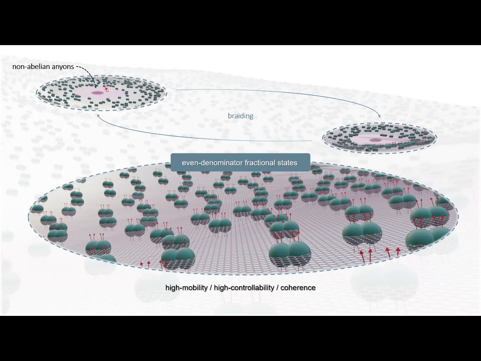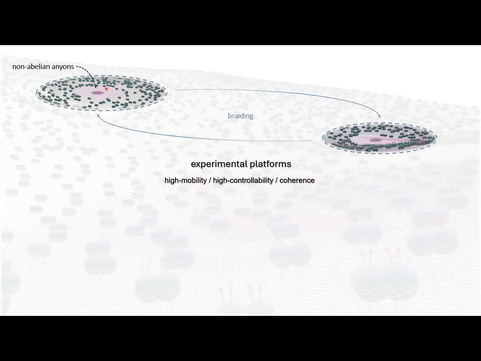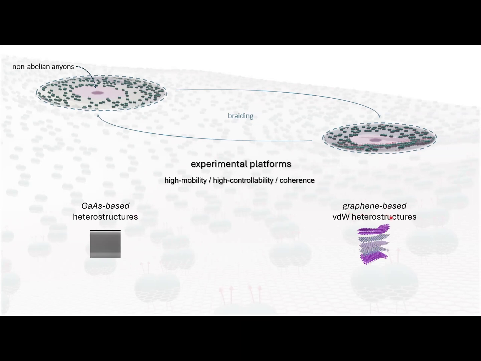Now, what are the platforms? What are the experimental platforms that one can do this kind of experiment? So one platform is the gallium arsenide-based heterostructure. The other one is the graphene-based van der Waals heterostructure. Now, even denominators were actually also seen in zinc oxide and tungsten diselenide, but I would say that right now the systems that are more mature to tackle these questions of braiding are gallium arsenide and graphene-based. In these other systems, we still need to develop more fabrication capability in order to tackle these questions.